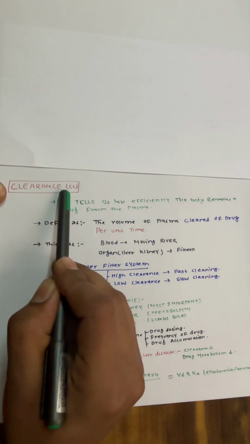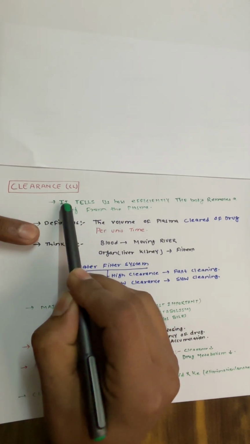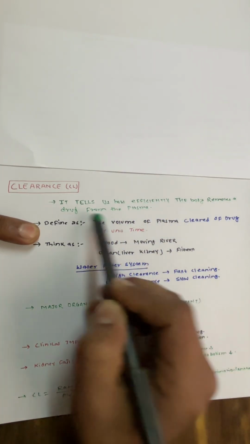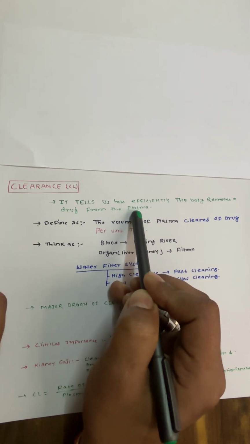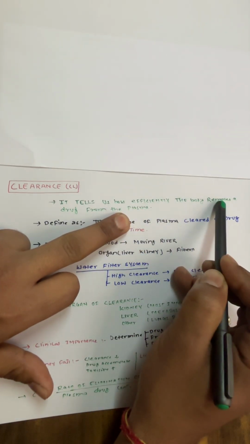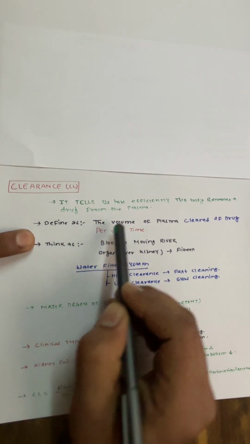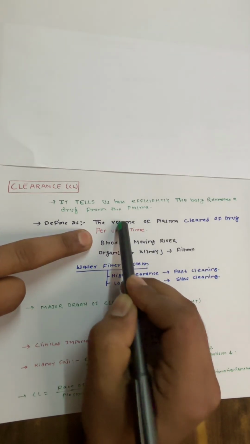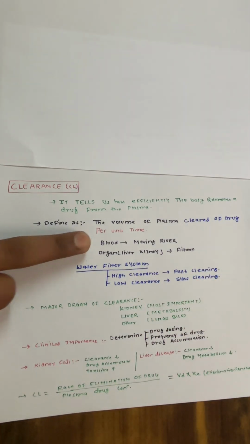So let's understand clearance. In simple language, clearance tells us how efficiently, remember this word, how efficiently the body removes drug from the plasma. Whenever we take any drug, it goes into the blood or plasma, and how efficiently our body removes that drug from the plasma is called clearance. If you have to define it, it is the volume of plasma cleared of drug per unit time. That is known as clearance.